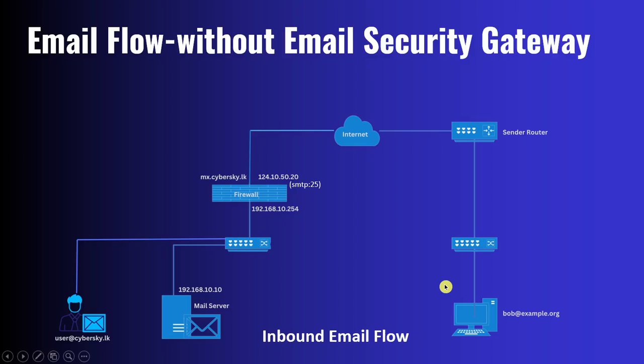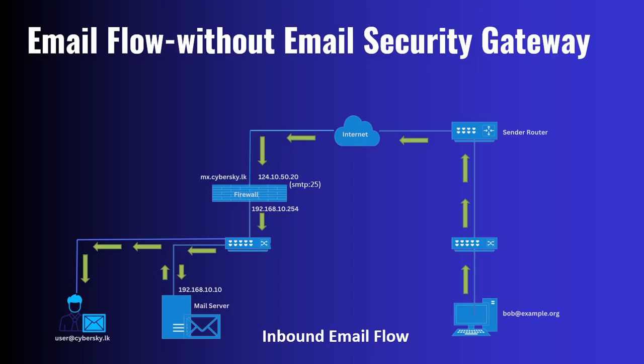You can see the flow: through the internet it is received at the firewall side. Once it is at the firewall, the destination NAT settings are configured in the firewall towards the mail server. So SMTP traffic will be forwarded to the mail server like this, and once the mail server accepts, it will process and then deliver to the user at cybersky.lk. This is the inbound email flow of the on-premise mail server.